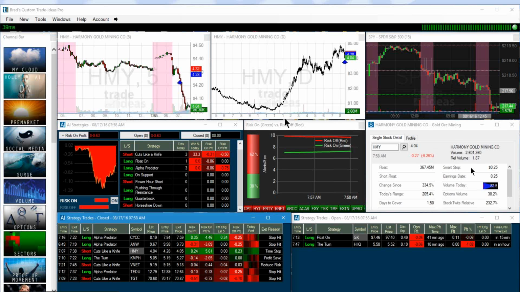So on HMY in the single stock, notice a few other data points here. We can see the relative volume for HMY, and this is a special data point to Trade Ideas, where we look at the volume right here and now at this point in time and compare it to normal at this point in time. So at, what was it, 7:58 in the morning, I'm on the West Coast, so it's Pacific time, we had a StockTwits relative activity of 232% and relative volume of 1.87. That means it was 87% more than normal from a volume perspective at that time of day. So something was happening, something's lighting up, and we capitalized on the short momentum move here.